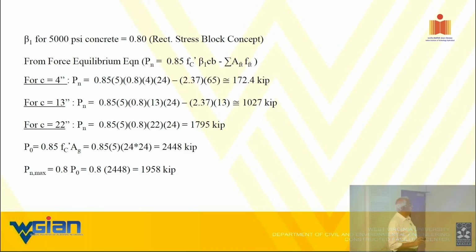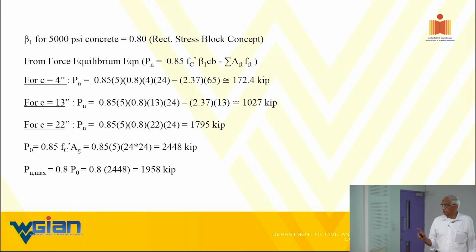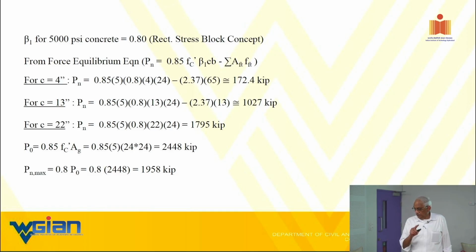Okay, what do we have? From the force equilibrium, this is a 5000 psi concrete. Beta 1 is not 0.85, beta 1 is 0.8. That's the ACI code. You remember yesterday I gave you how beta varies: per thousand it's a 0.05 reduction. So from 0.85, for 5000 it's 0.8. For 6000 it's 0.75, like that.